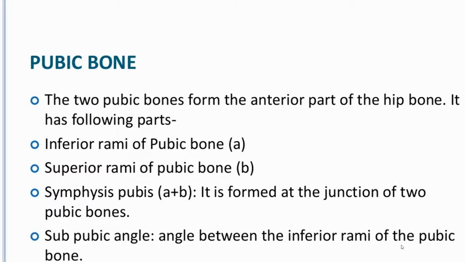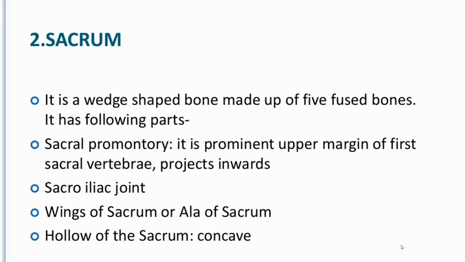Now we see the pubic bones. Two pubic bones form the anterior part of the hip bone, and it has the following parts. One is the inferior ramus of the pubic bone and the superior ramus of the pubic bone. Symphysis pubis, that is formed at the junction of the two pubic bones. Subpubic angle, the angle between the inferior rami of the pubic bones.